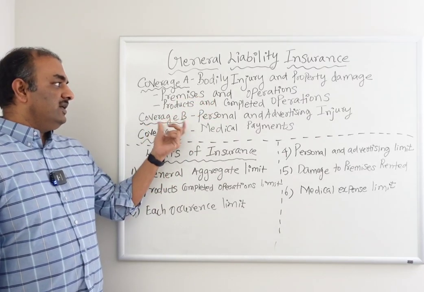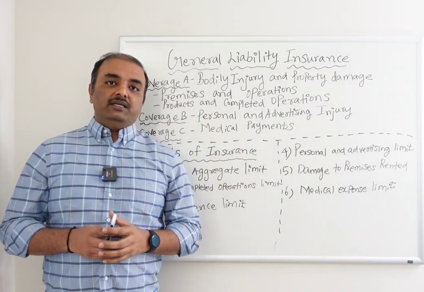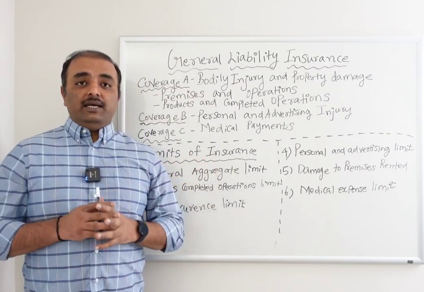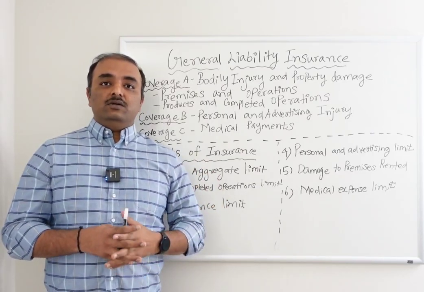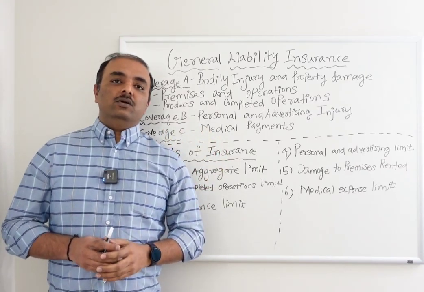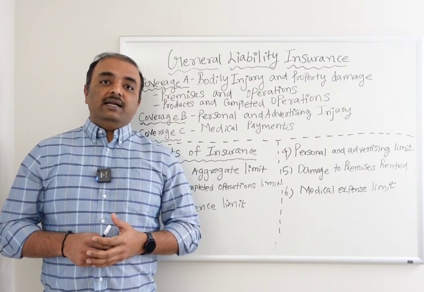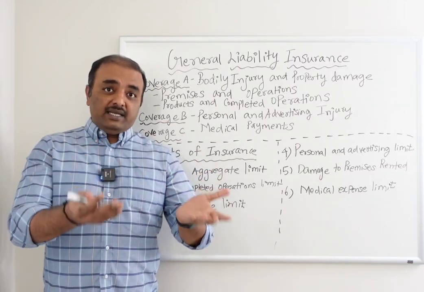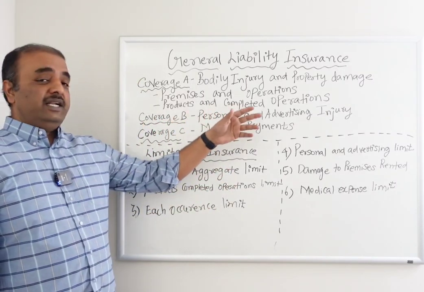Apart from that, we have coverage B, personal and advertising injury. Say I have a company, I'm doing my advertisement and there are some copyright issues where I'm using a logo or someone else's product or someone else's content without taking required permission, then this coverage will come into play. Not only that, it could include libel or slander. Say I write something about a different company and that damages their reputation, or if I talk about a different company and it damages their reputation by negligence, then I can use this coverage B, personal and advertising injury.